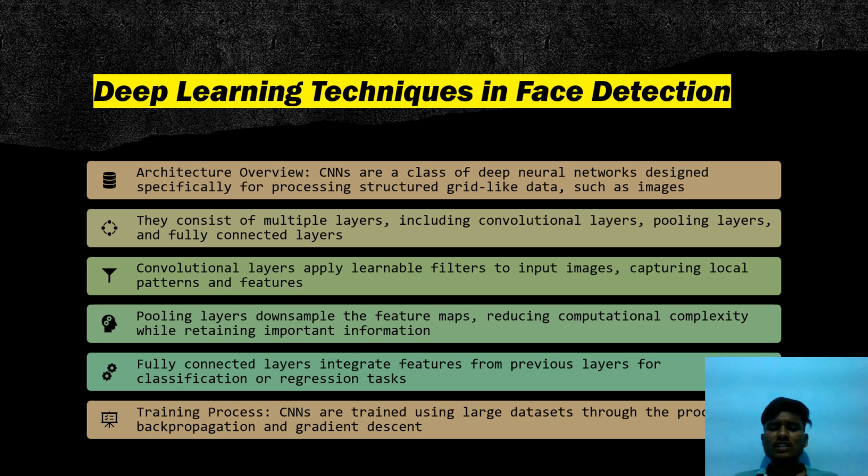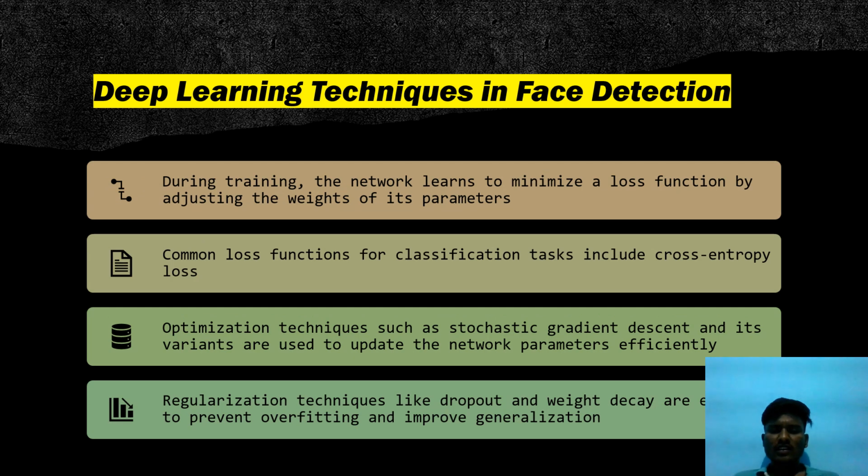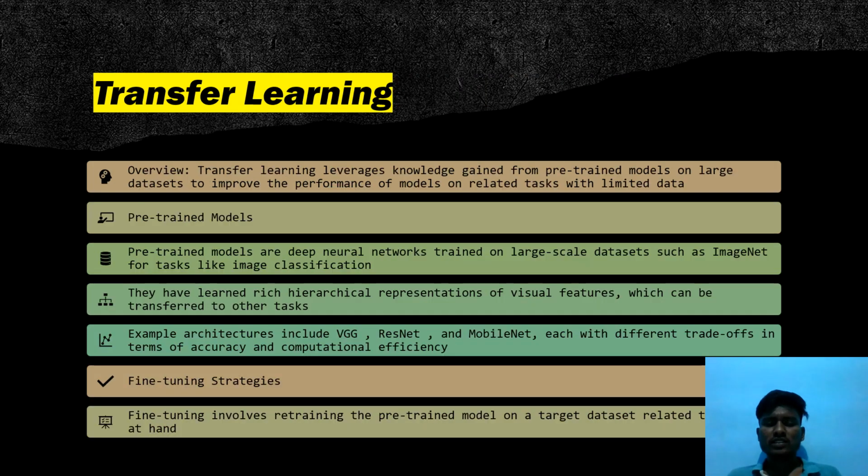CNN overview. CNNs are a class of deep neural networks designed specifically for processing structured grid-like data such as images. During training, the network learns by minimizing a loss function by adjusting the weights of its parameters. Common loss functions for a classification task include binary cross-entropy loss.